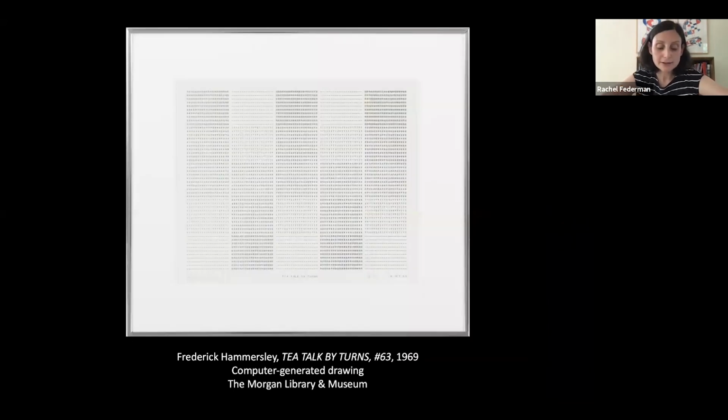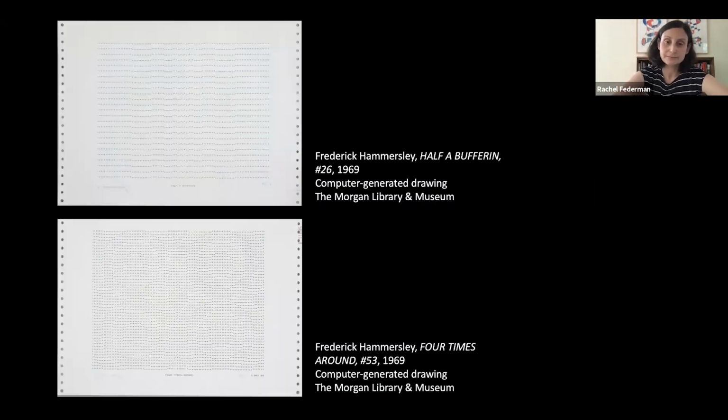The range of patterns and shapes that Hammersley was able to realize within these parameters is striking. In Tea Talk by Turns, he overlaid one character on top of another to produce a range of values moving up and down the sheet. In Half a Bufferin, which you see at the top, he repeats the same vibrating pattern on 25 lines, skipping every other row. 4 times around is a more complicated pattern of targets and diamonds, but remarkably, both of these drawings utilize only periods and apostrophes.